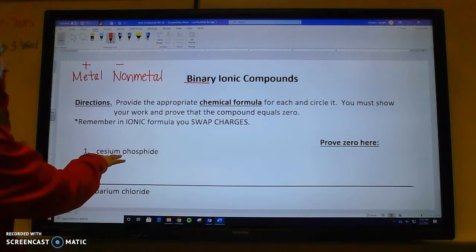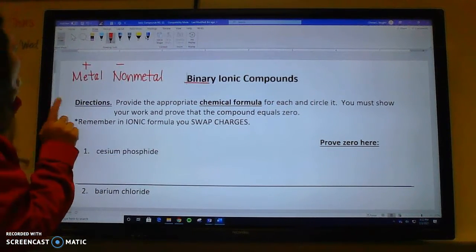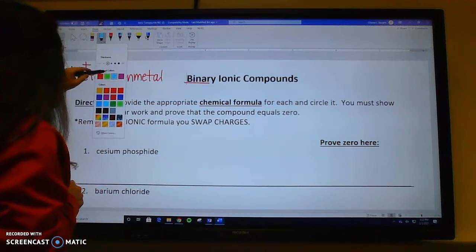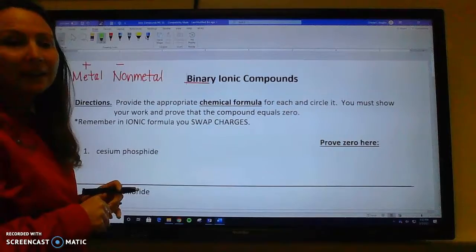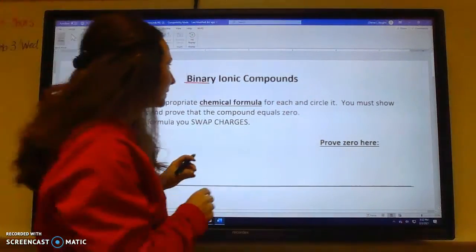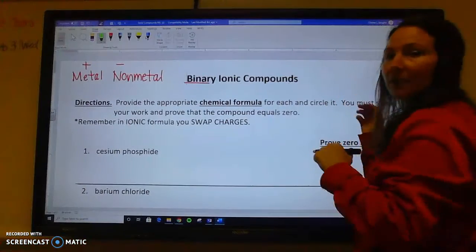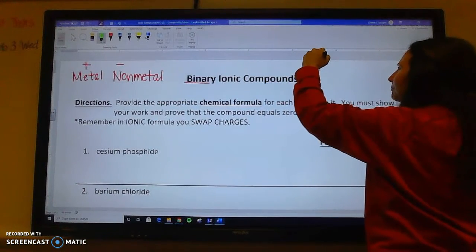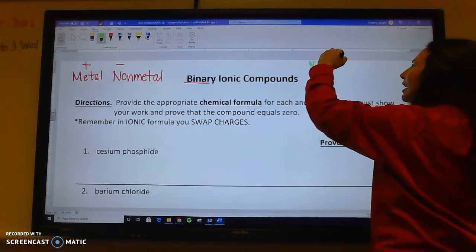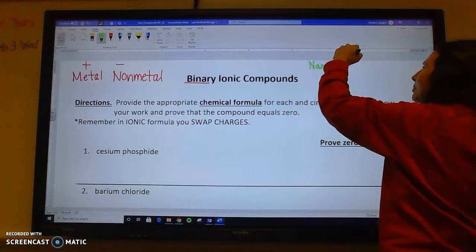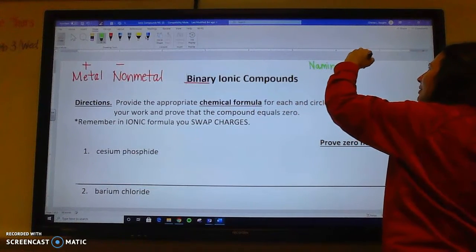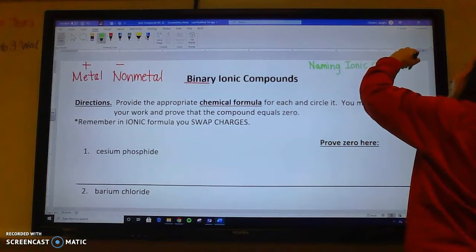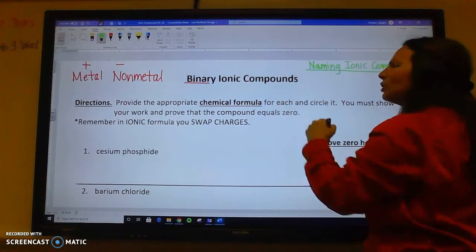So when you see the names written, it actually comes from following a few simple steps. So I'm going to give you some steps for understanding how to write the names of these ionic compounds. You can write it on this sheet or on your own paper. So, naming ionic compounds. Actually, I think it's only 2 steps.